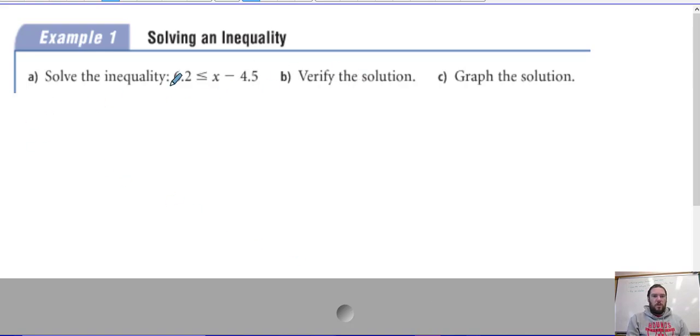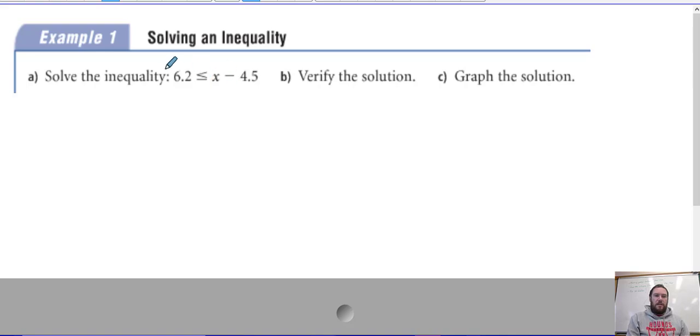Solve the inequality. What we want to do, just like with an equation, is get this x all by itself. So how do I do that? Well, I look at the operation that's happening to x, and then I perform the inverse operation, just like I did with an equation. And this little inequality symbol is just going to stay the same.